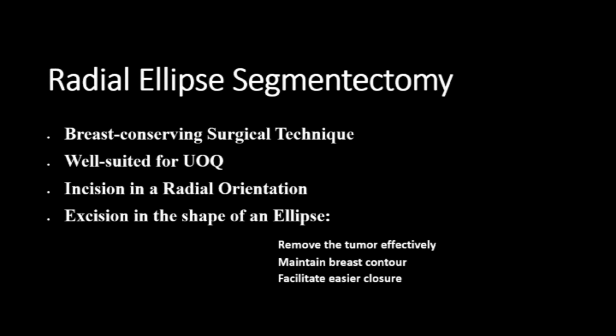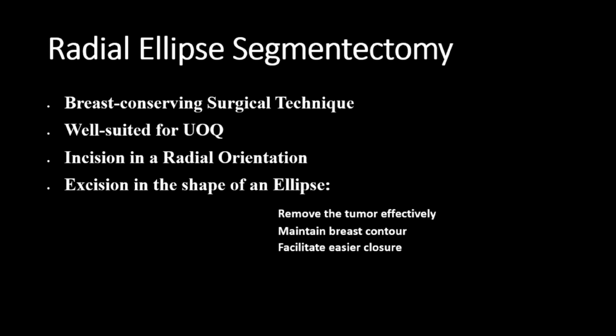Radial ellipse segmentectomy is a breast-conserving surgical procedure where a tumor is excised along with a surrounding margin of healthy tissue. While versatile, it is particularly well suited for lesions in the upper outer quadrant, especially those away from the nipple areola complex. It provides easy access to the axilla for sentinel lymph node biopsy, which is often performed alongside tumor removal. The key feature of this technique is that the incision is made in a radial orientation, meaning it extends from the tumor toward the nipple, following the natural ductal pattern of the breast. The excision is shaped like an ellipse, which helps remove the tumor effectively, maintain breast contour, and facilitate easier closure.